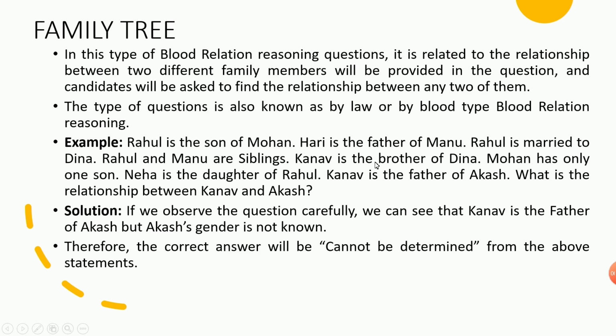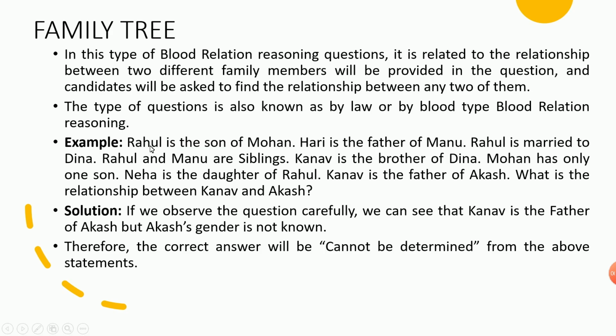Next, Kanav is the brother of Deena. So that means Rahul and Kanav are brothers-in-law. Next, Mohan has only 1 son. Again there is a problem, because they will confuse us like this. Hari is the father of Manu, and Manu and Rahul are siblings, so we assume that Mohan is the father of Manu. But here they have given that Mohan has only 1 son, so there we are omitting the other relationship. Then Neha is the daughter of Rahul, so that means she is also the daughter of Deena. Again, they won't ask more complicatedly.